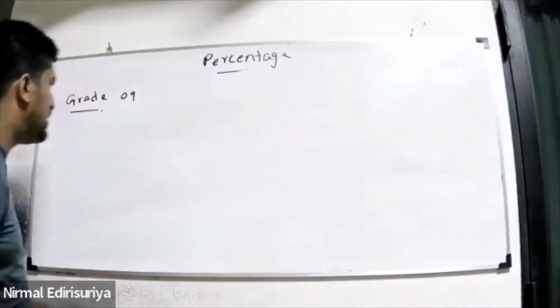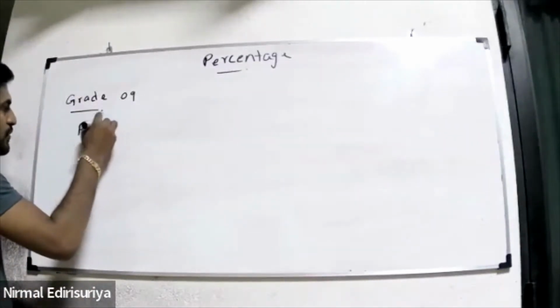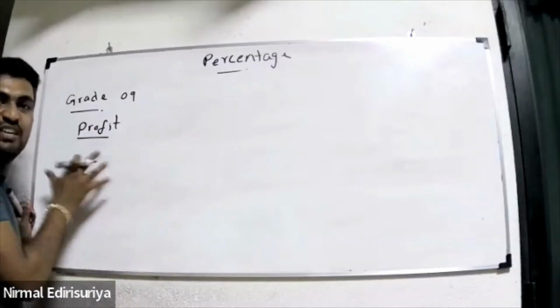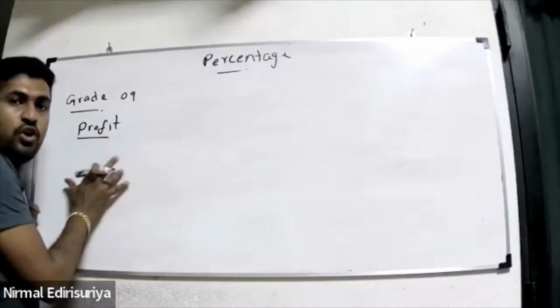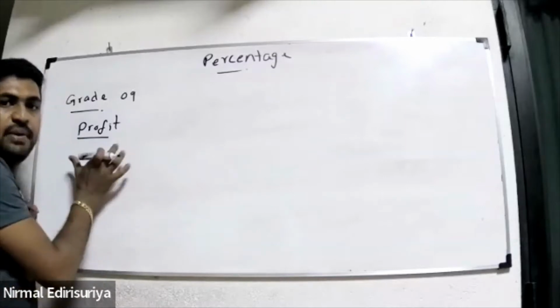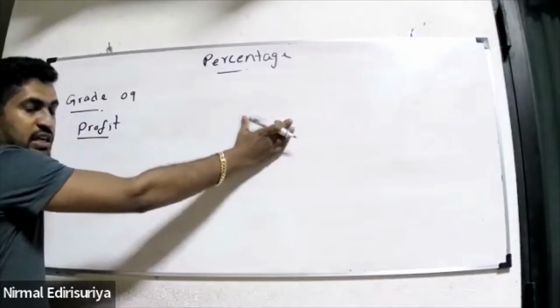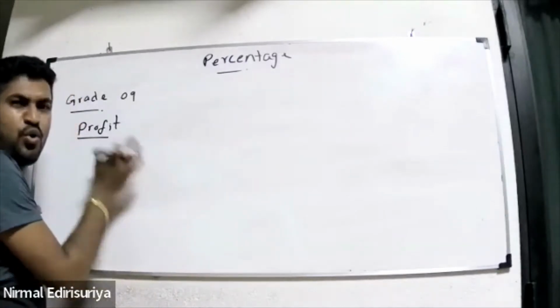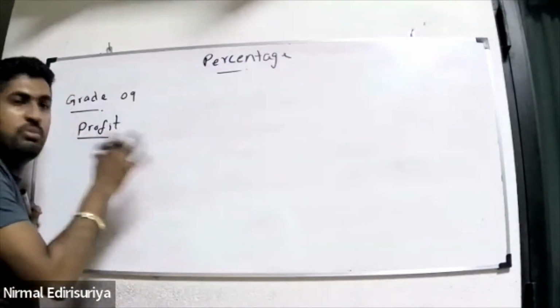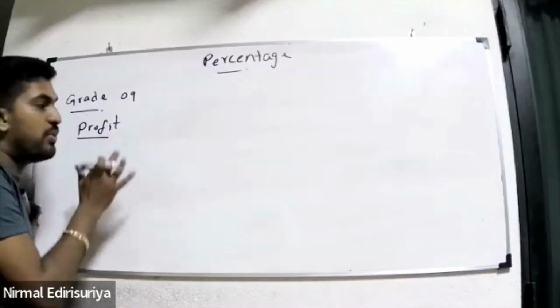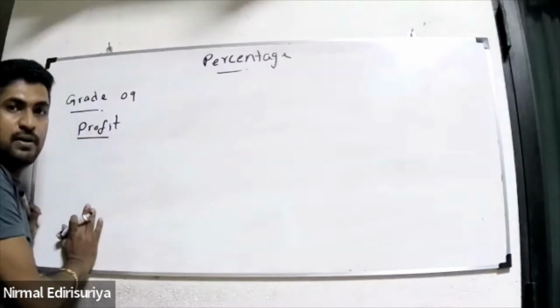In grade 9, you learned about profit first. There are 2 equations for profit. Remember these equations. All of the equations are developed from a common base. It can be profit, commission, interest, or discount. All of those equations have a common origin. If you remember that common origin, it is easy for you to remember.